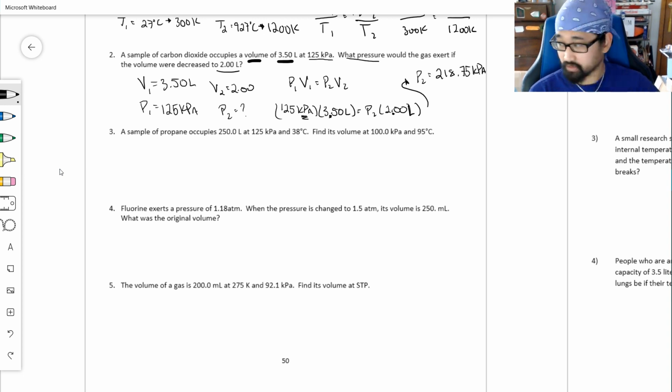If I was being very exact, which I will ask you to do in the future, I should round this to the appropriate number of sig figs. This has 3 sig figs. This has 3 sig figs. This has 3 sig figs. My answer should have 3 sig figs, so 219 kPa. If I was being very exact.